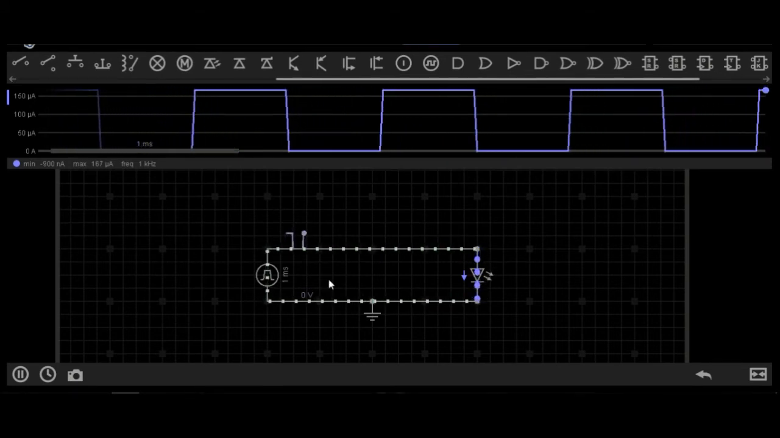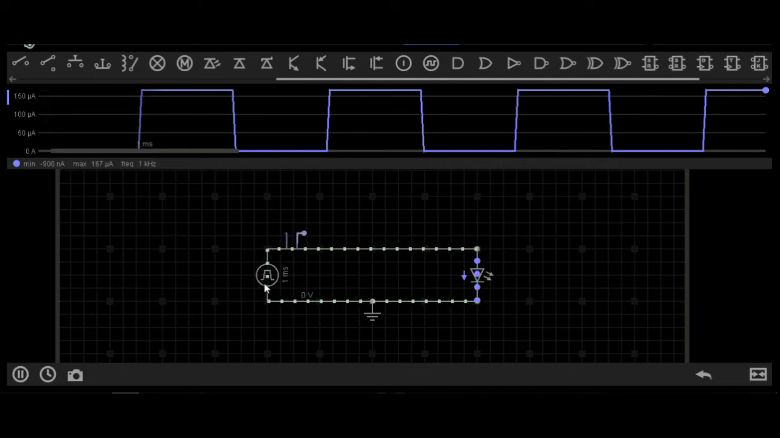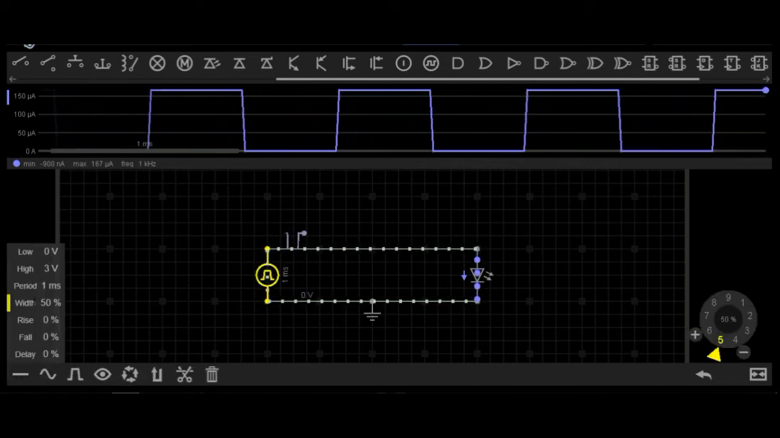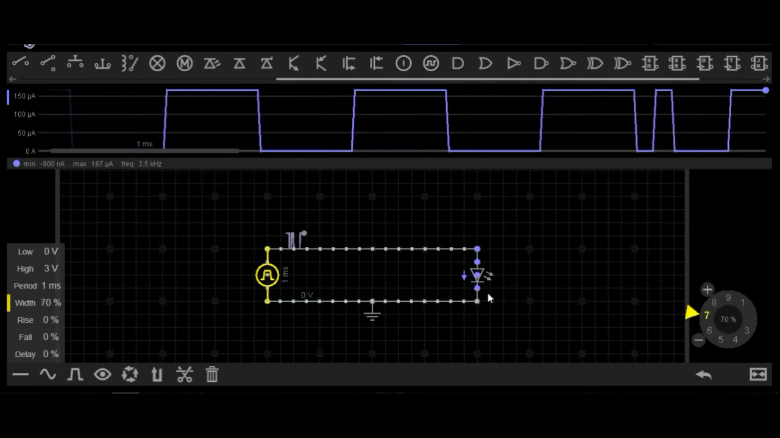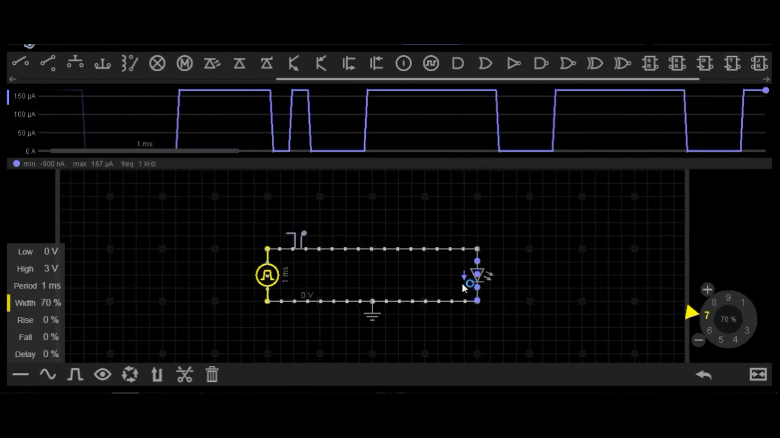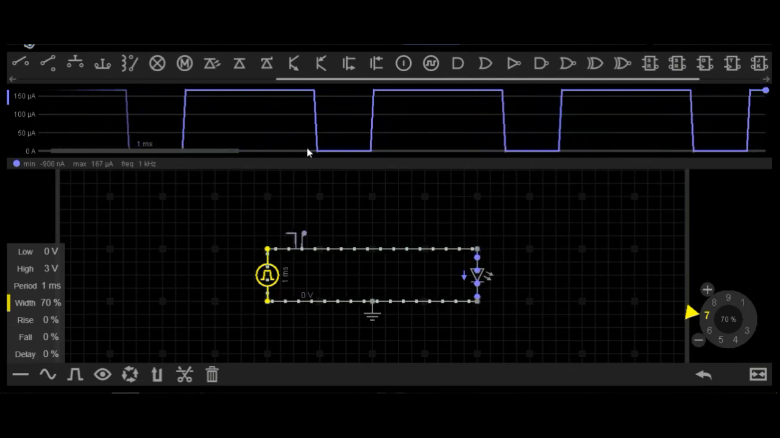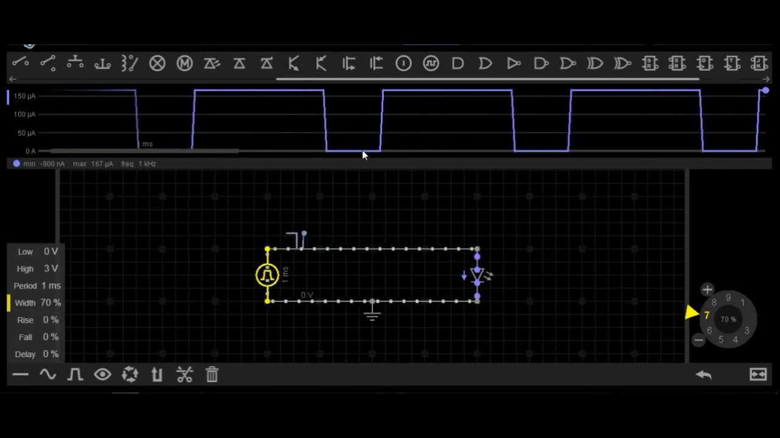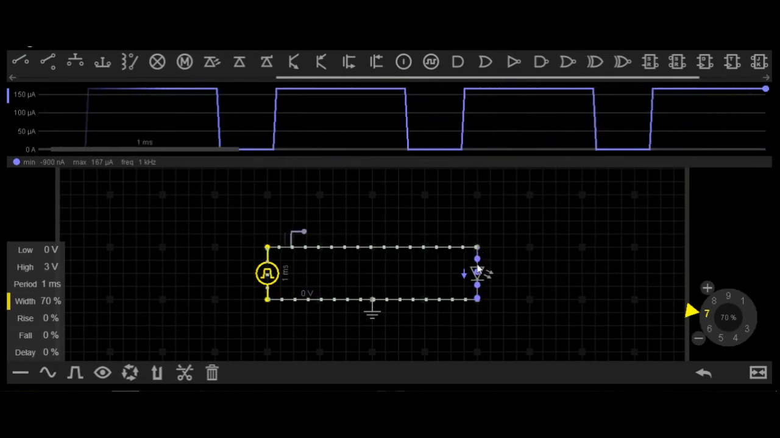Now let us observe the circuit by changing the width of the pulse. Now it is at 50% width. Now we will change it from 50 to 70%. We can observe that the LED will be turned on for 70% of the time and it will turn off for 30% of the time. We can also observe the graph here, 70% on and 30% off. So the average voltage across the LED will be 70% of the supply voltage.